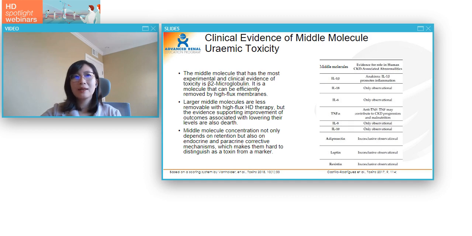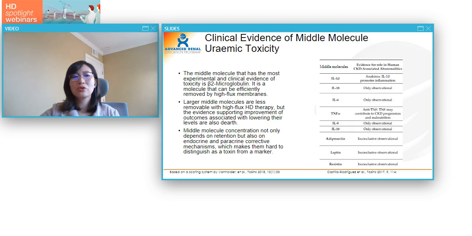And so again the middle molecules, which are the ones that are removed by high flux membrane to a varying extent. I would say beta 2 microglobulin is the textbook example, as the one that has the most established causality link to clinical outcomes.